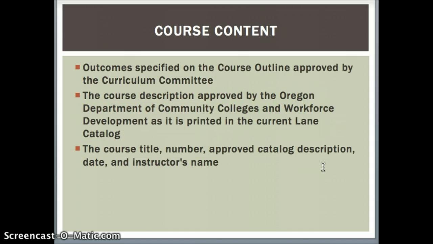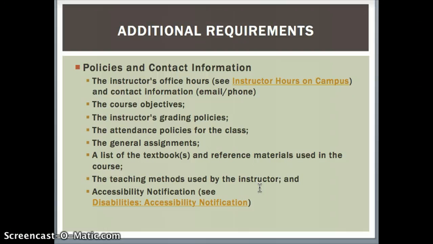And of course, the course content is required to be included on the syllabus. This includes the outcomes, the course description, the course title, number, and instructor's name, some basic components of a syllabus. In addition, we are required to include office hours and contact information, including email and phone, the course objectives, the grading policies for the course, as well as the attendance policies, the general assignments, a list of required materials such as textbooks, and the teaching methods used by the instructor.